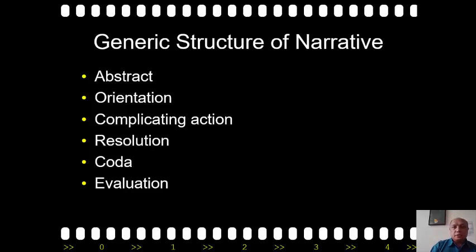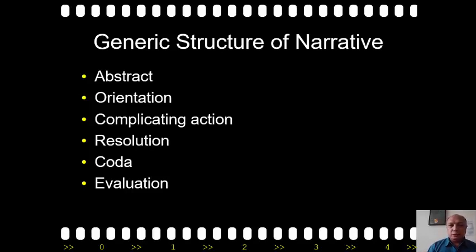Abstract usually is the start or the beginning of a story. It tells the readers or the listeners that a story is coming. Something like when you say, "Hey, I've got an interesting story." Yeah, that is an abstract. That's the very beginning of a story. And then it is followed by orientation. Orientation is where the writer describes the setting, the characters, the main characters, the place, the time. That's orientation. Then followed by complicating action.